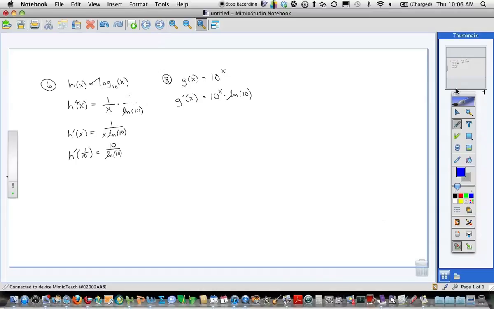All right, so then you go ahead and plug in your 1 or your 2 or whatever else they wanted you to do. So if you put a g prime of negative 2, that would be 10 to the negative 2 times ln 10. Now, I'm fine with that right there. You don't need to drop that 10 to the bottom or anything. That's fine.